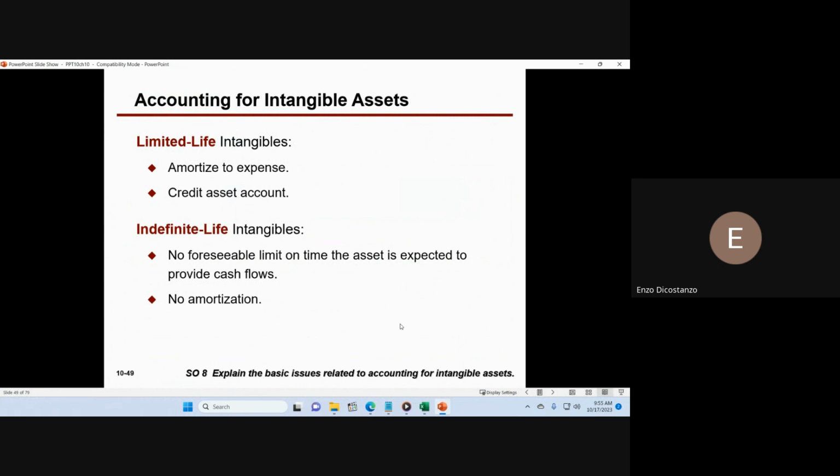Limited life intangibles are amortized to expense, with a credit to the asset account. Indefinite life intangibles have no foreseeable limit on time. The asset is expected to provide cash flows, so there is no amortization.